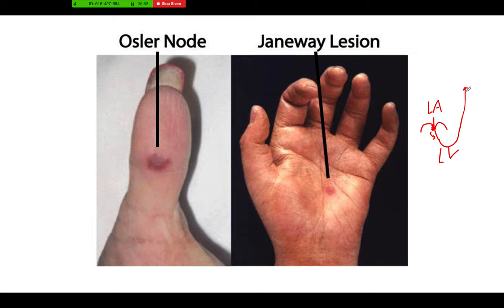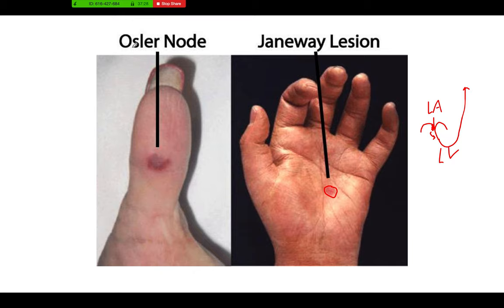And so what this looks like is, in the hand, you may see a small, flat macule that looks red. It's painless. And what we call this is a Janeway lesion. This is a small little bit of bacteria that got knocked off of that valve as it moved from the left atrium to the left ventricle, and now is causing a tiny little infection under the skin that our immune system can deal with quickly. Okay, so that's what we see with this endocarditis. Little bits of bacteria are going to be joining the blood supply and causing this.